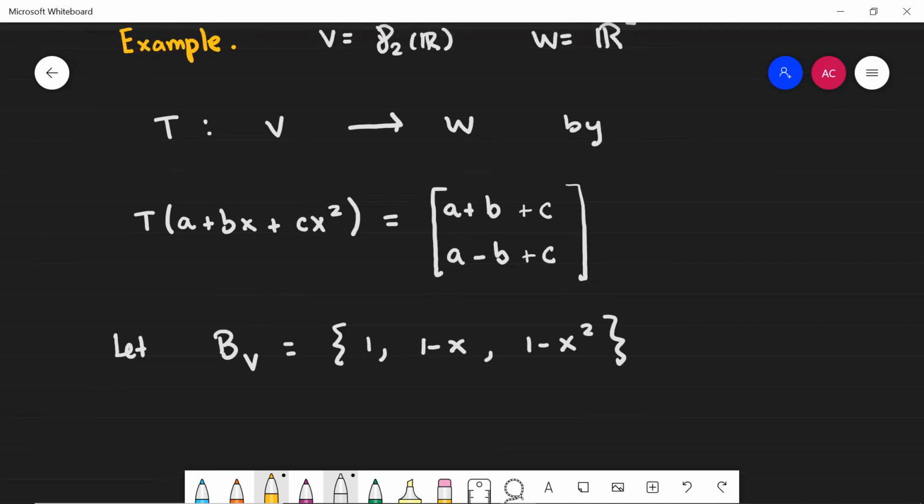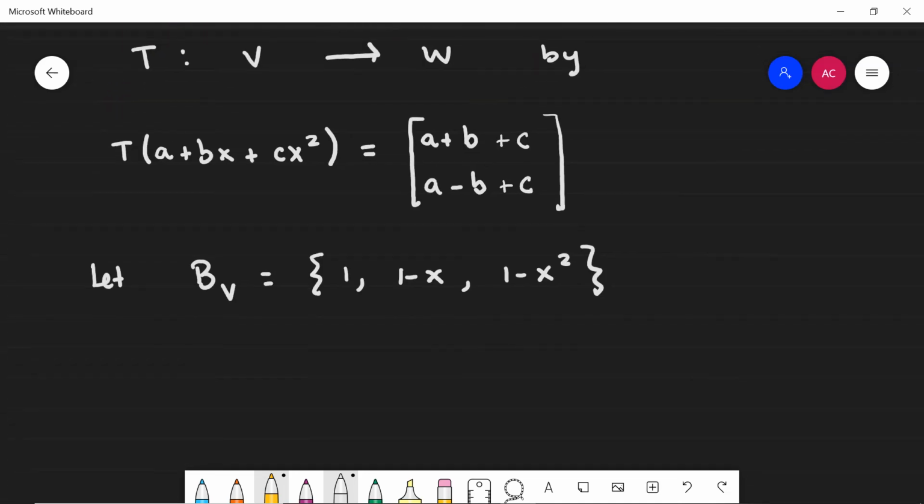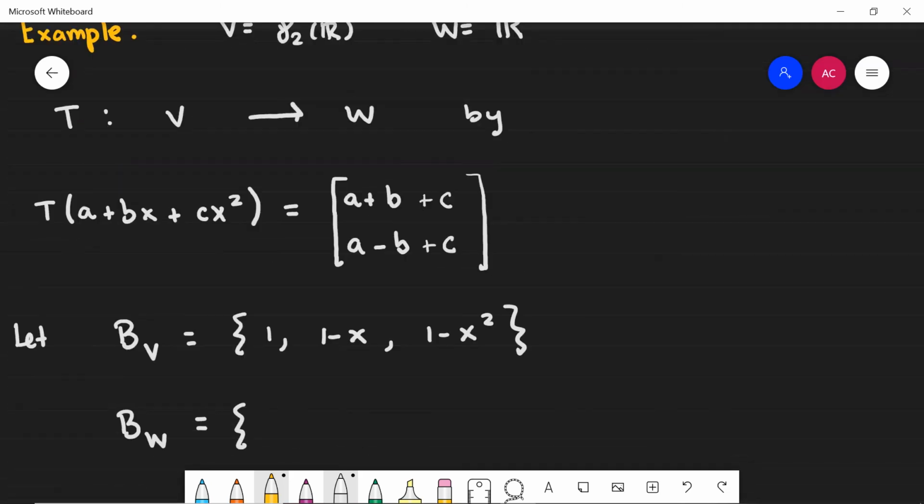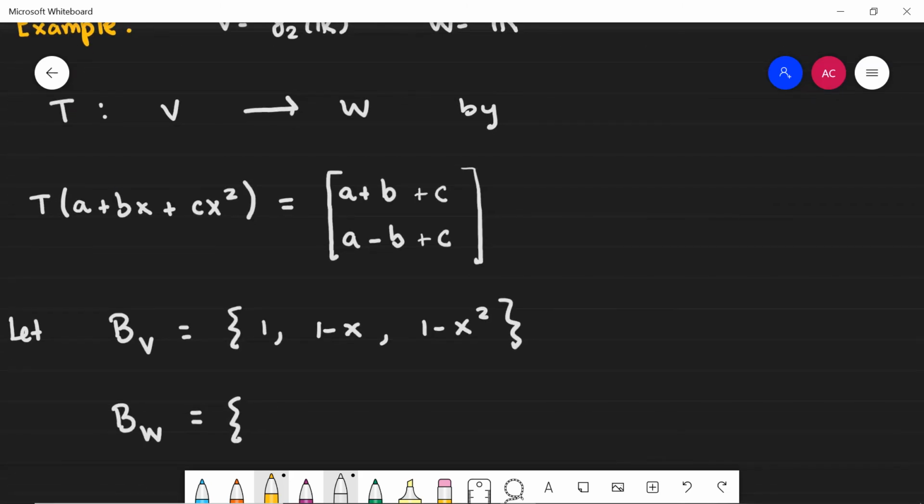Now for R2, for W, just to not make things terribly complicated, I will go ahead and take the standard basis. So what's the standard basis for R2? Well, it's just the basis consisting of vectors (1, 0) and (0, 1).